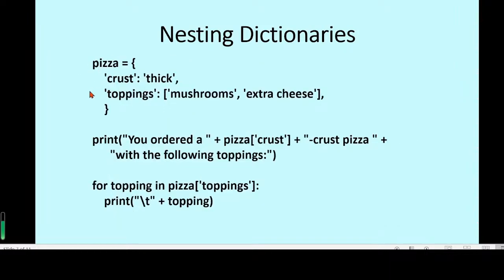So we make a pizza dictionary. Inside this dictionary are 2 keys called crust and toppings. For the crust, there is only one value. But for the toppings, it is a list of values. Next, we can print out information: You ordered a pizza with this type of crust, with the following toppings. Then inside the toppings, print each topping.